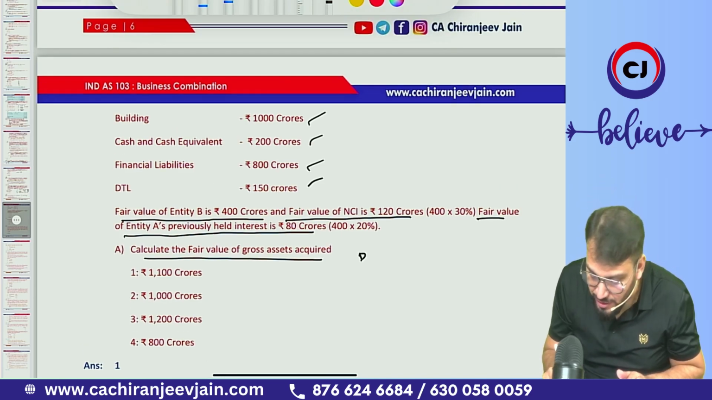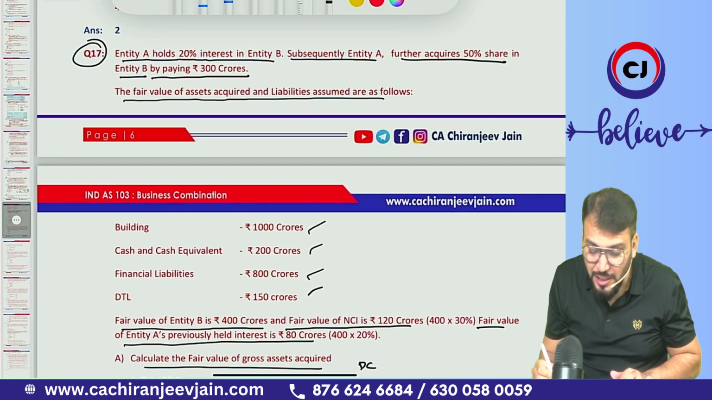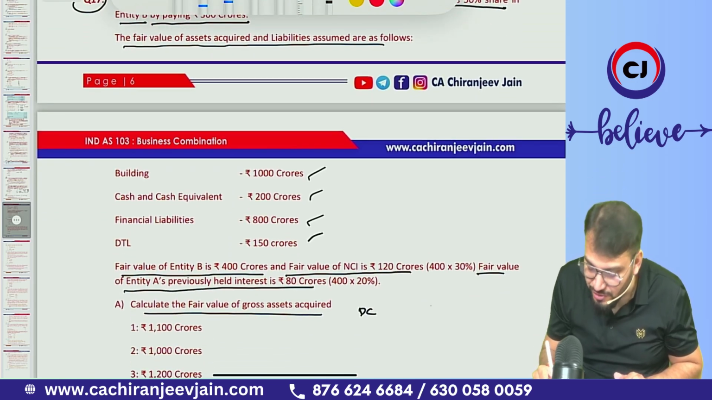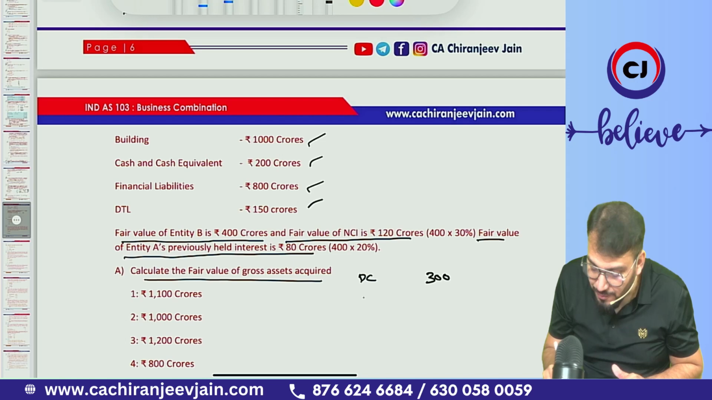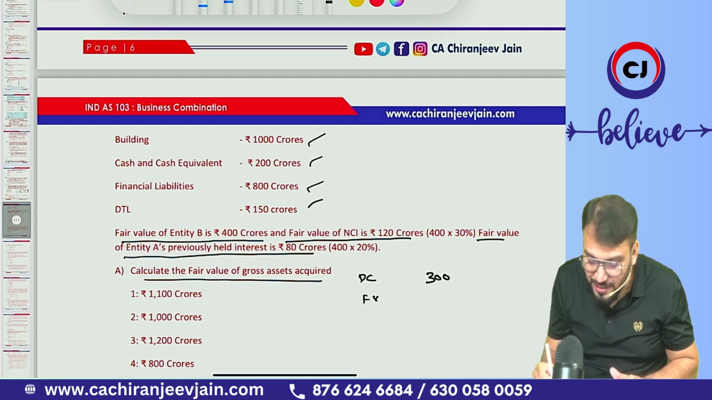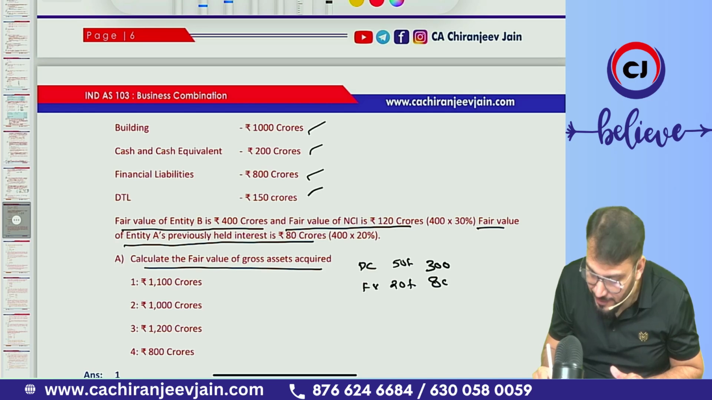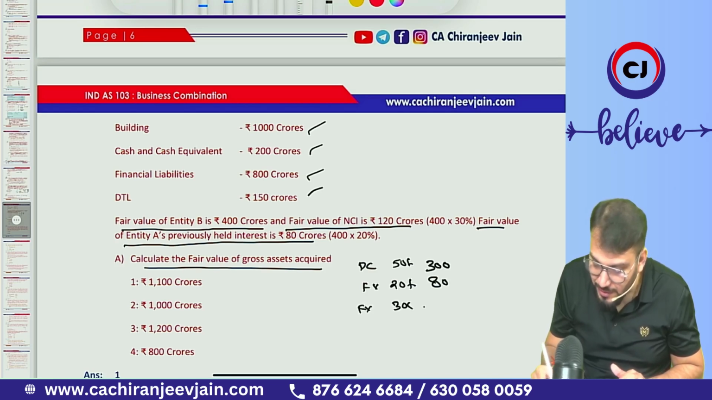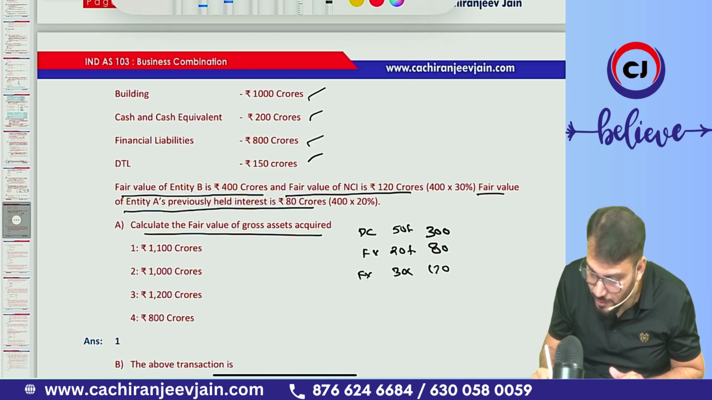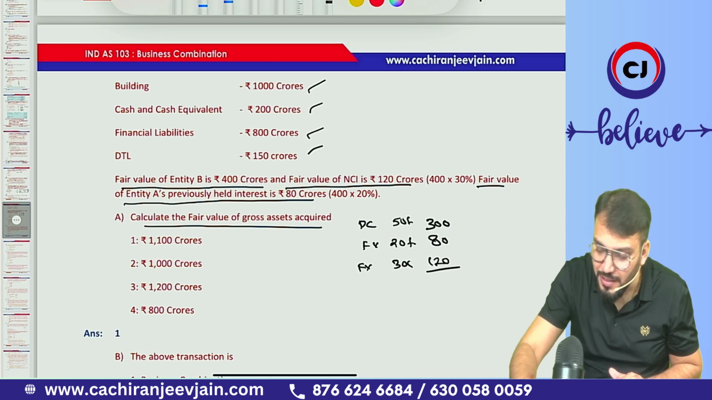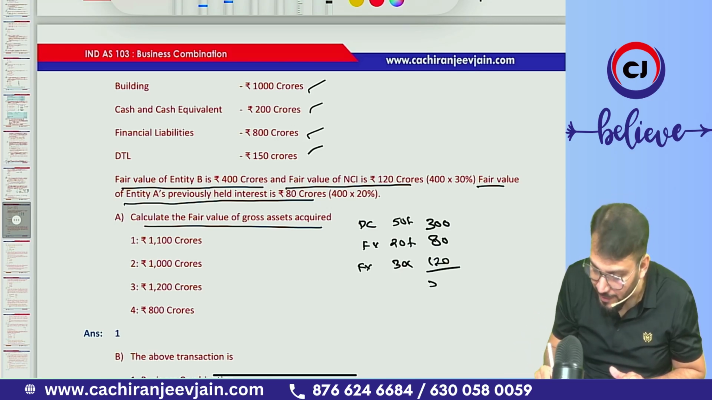First find out the PC which has been paid to acquire 50%, that is 300 crore. Then the fair value of previously held equity interest, that is 20%, is 80. And the fair value of NCI, that is 30%, is also given, 120. What is the total of this? 300 plus 80 plus 120, that is 500.